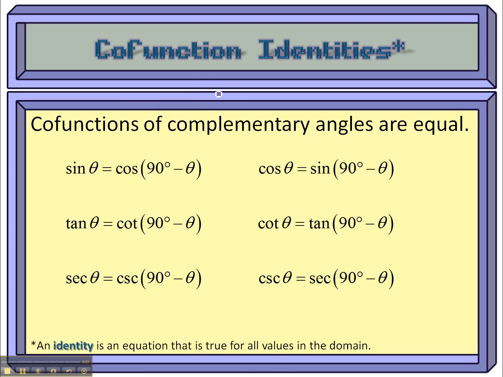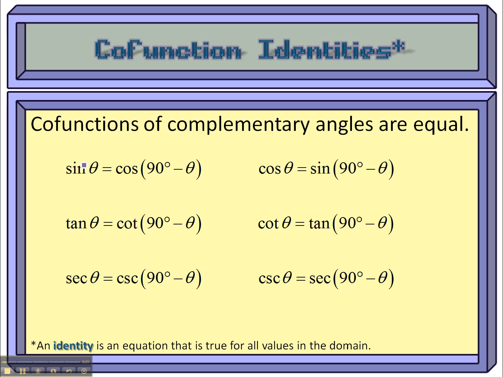Alright, our goal here is to be able to verify some trig identities. An identity is just an equation that's always true no matter what you stick in it, as long as what you stick in it is in the domain of that function. So the first kind of identities we have are cofunction identities.